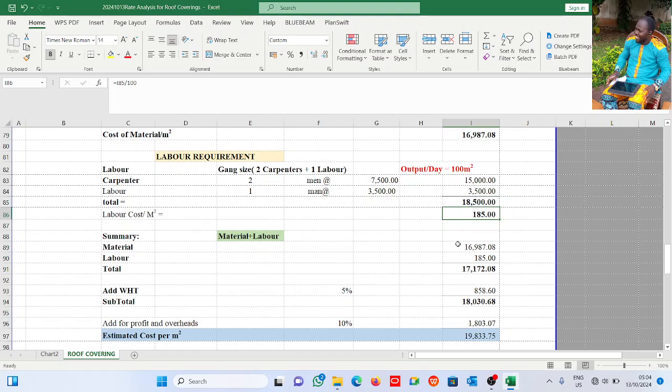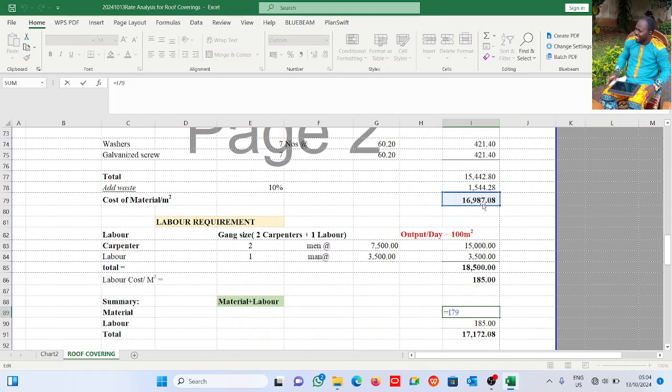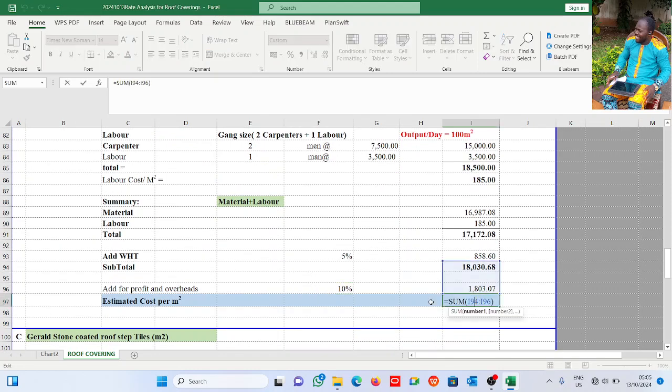Alright, so the summary: this is the material, this is the labor. So we sum them and now we go to the profit and overhead. So we had withholding tax 5%. I already explained this. Then profit and overhead of 10%, so that gives us 19,833 naira 75 kobo for the 0.7 mm gauge aluminium roof sheet.